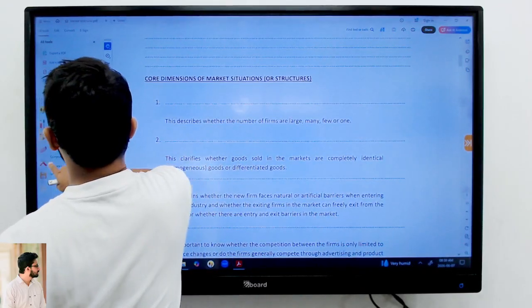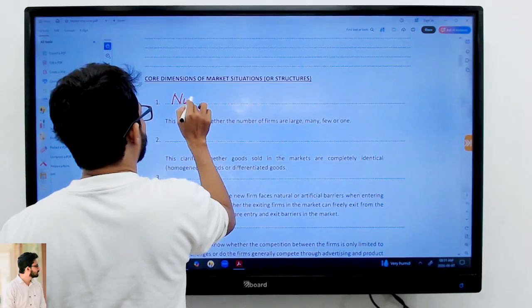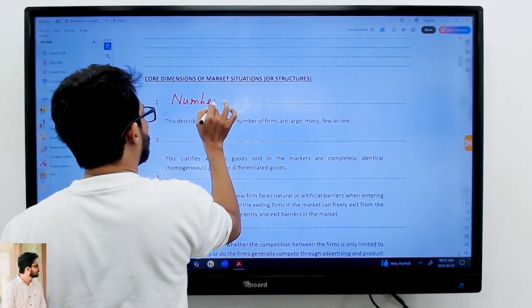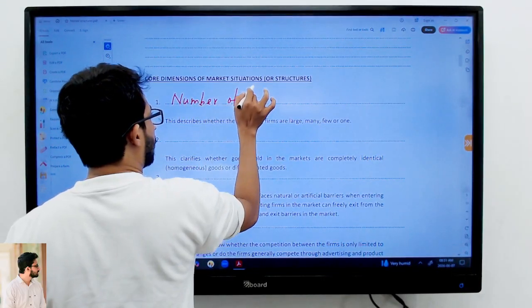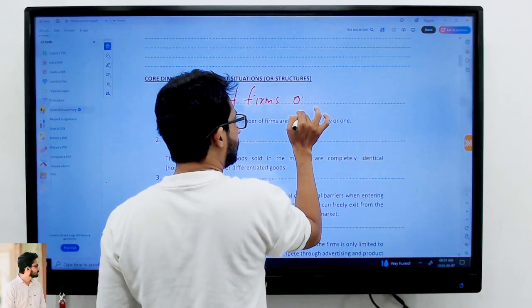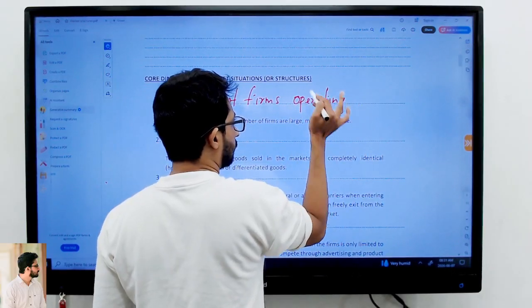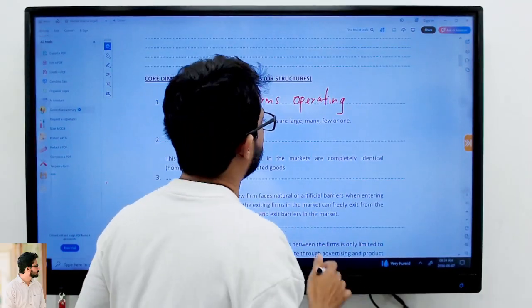Number of firms operating in the industry.